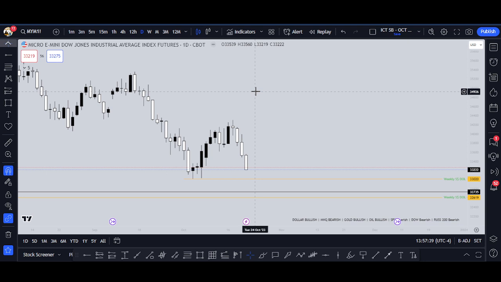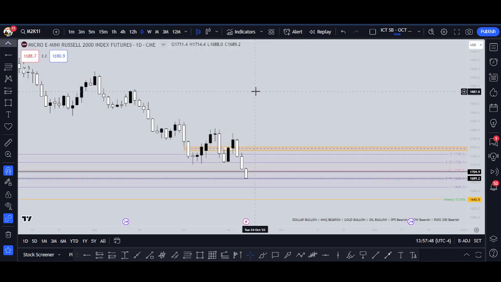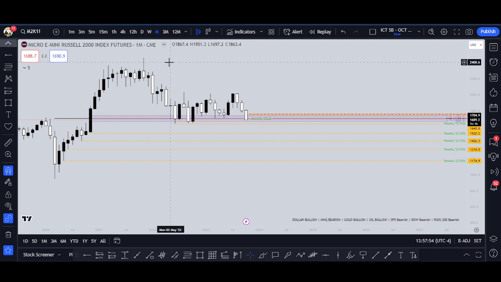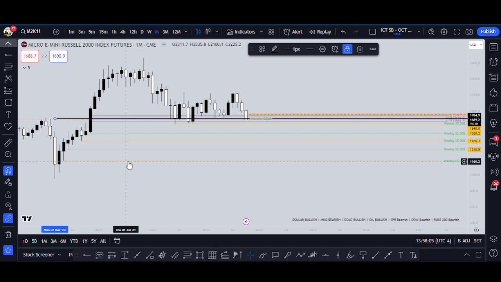Okay. So that's the Dow. I am bearish the Dow. All right. Overall, the weekly draw on liquidity is what I'm talking about here, guys. All right. The Russell 2000, last but not least, bearish on this as well. Let's take a look at the monthly. We are in between this low and this high, which gives us a monthly equilibrium of, which one is that? I think that is the 1704.